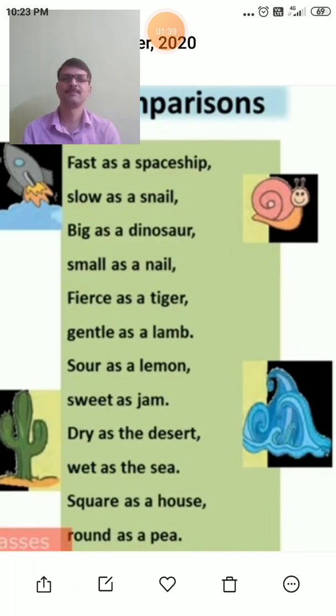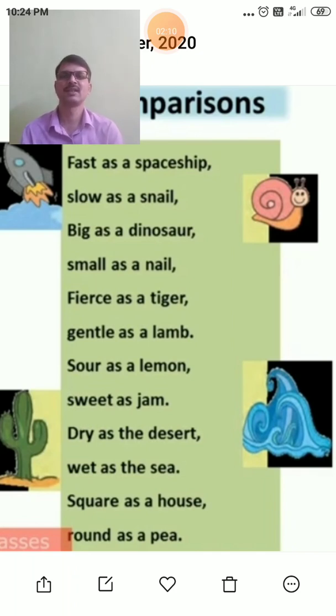Fast as spaceship, slow as snail, big as dinosaur, small as nail, fierce as tiger, gentle as lamb, sour as lemon, sweet as jam, dry as the desert, wet as the sea, square as the house, round as a pea.